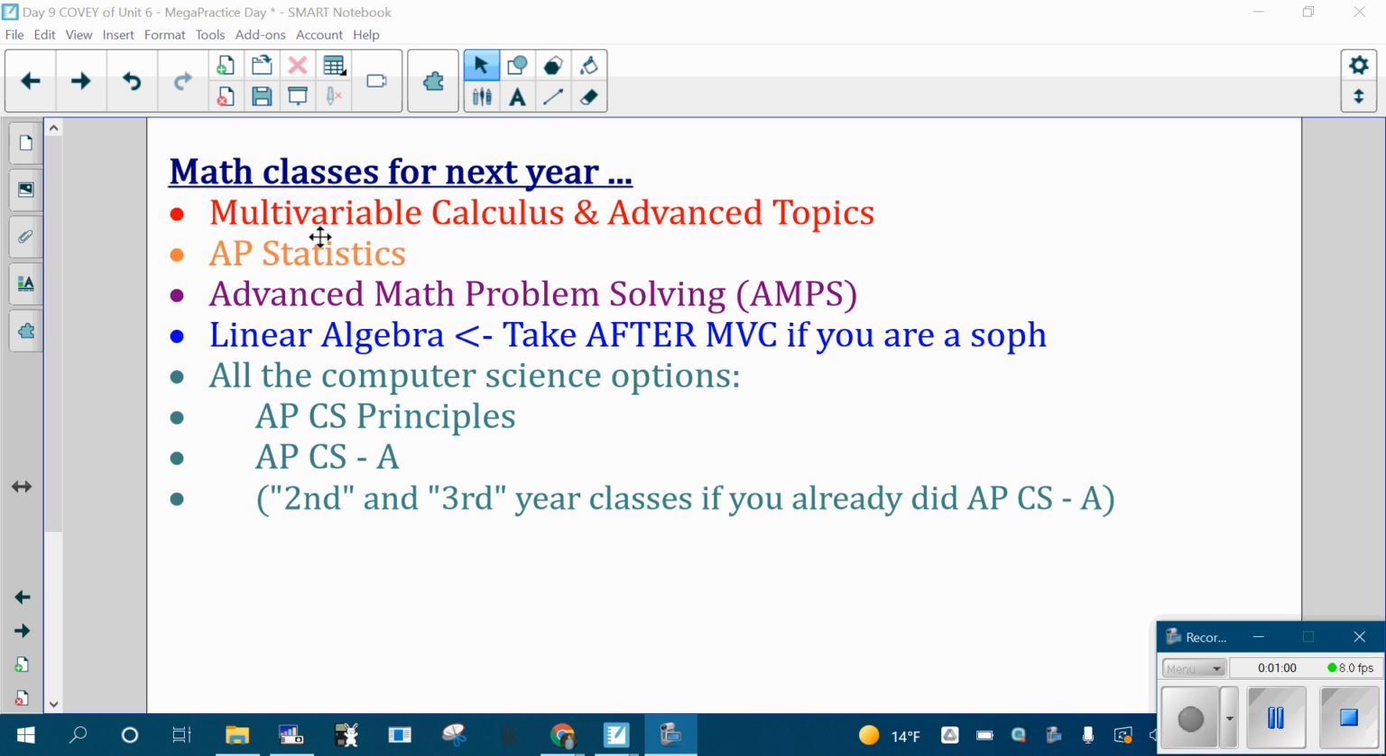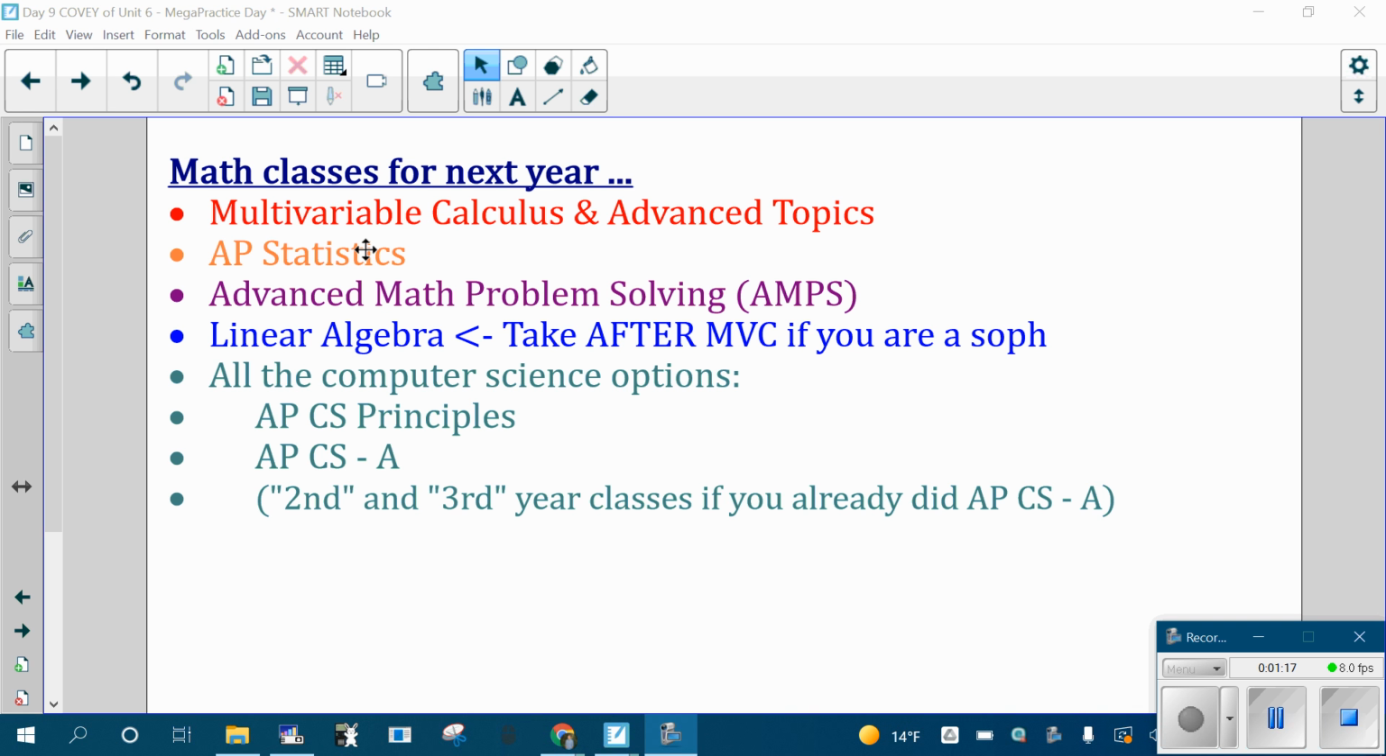The other option, or in addition, is to take AP Statistics. Oh yeah, I was gonna say one more thing. MVC is not AP. That is the good thing about it. Okay, so it's still hard, it's still rigorous, but you don't have an AP exam at the end, and so there's a little bit more flexibility. It's a little bit less intense because of that.